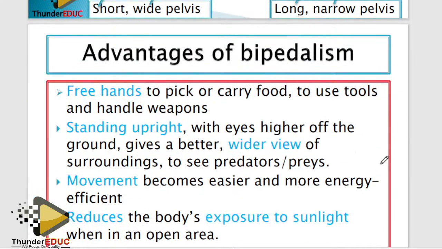I want to talk about the advantages. At least go when you know 3 of them. Free hands so that you can pick food. Standing upright, the eyes are high above the ground, so it's a better view.